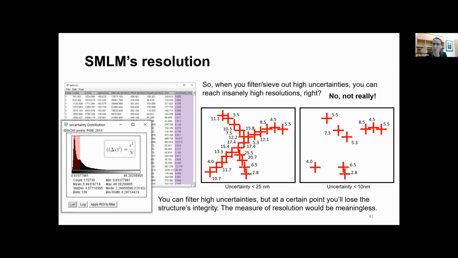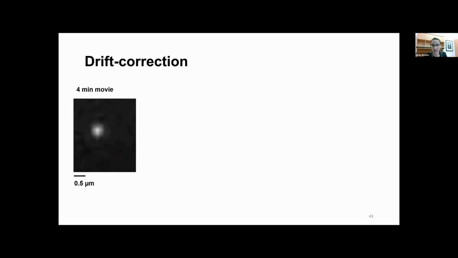So you can go quite far down, you can reject things which make an image blurry, but you also still would like to keep the structure in general. Okay, good. So that was about the sieving and filtering aspect.